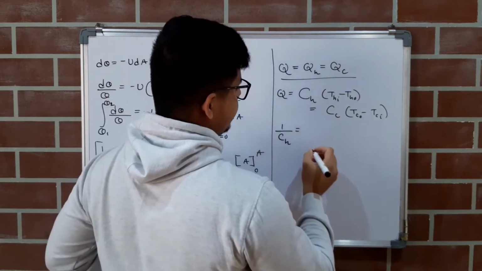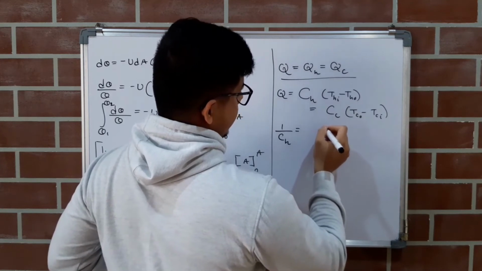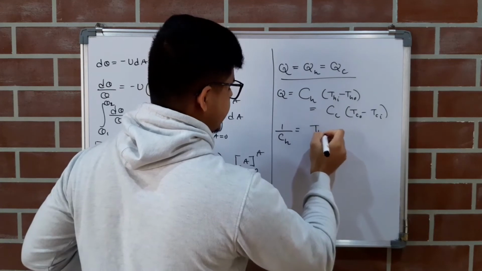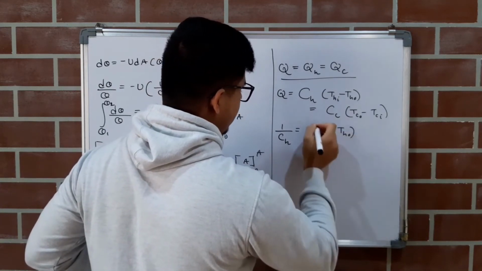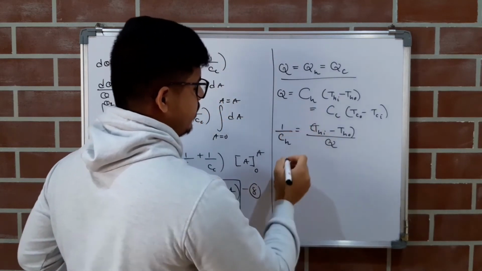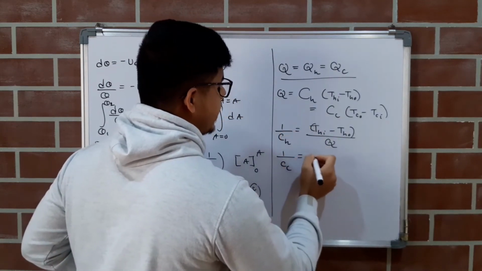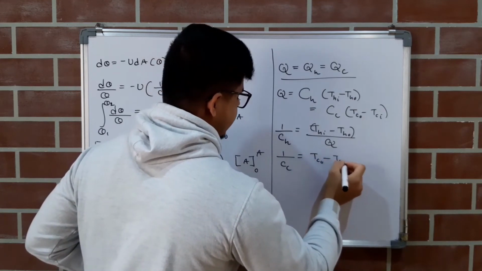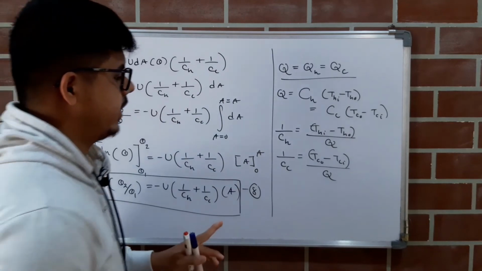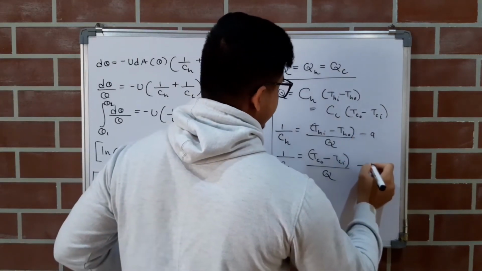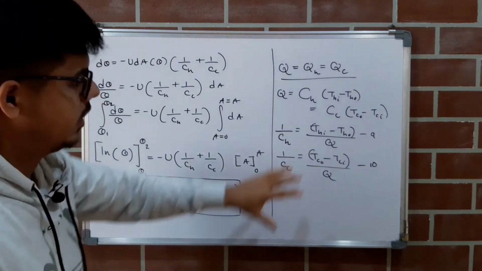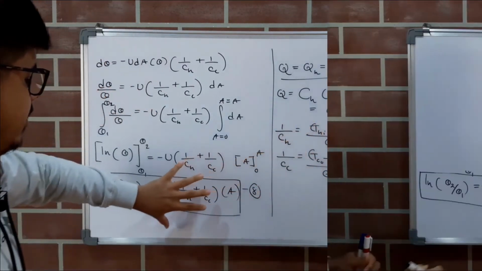1 upon CH is equal to THI minus THO divided by Q. And 1 upon CC, again from this equation, can be written as TCO minus TCI divided by Q. So let us mark these equations as equation 9 and equation 10. So we got the values of 1 upon CH and 1 upon CC. Now we will just substitute these values here.